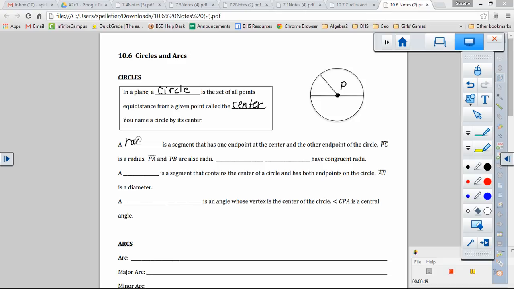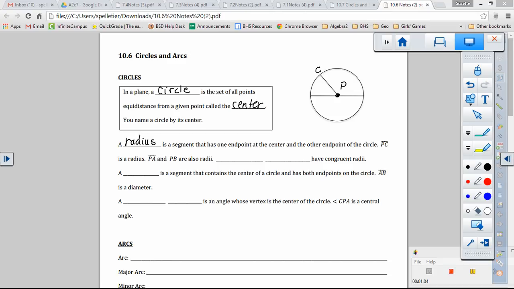So let's define radius. A radius is a segment that has one endpoint at the center and the other endpoint on the circle. So this is PC, and it's a radius. Notice when I named it, I always start at the center. So when naming segments in a circle, we always start at the center. If it's a half, like a radius, if it's starting at the circle and going to the outside edge, we start with the center to name it.